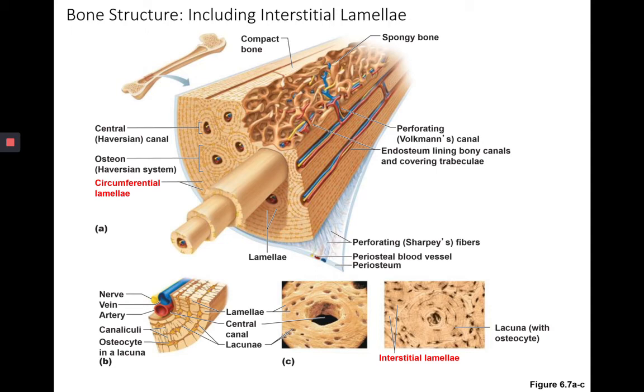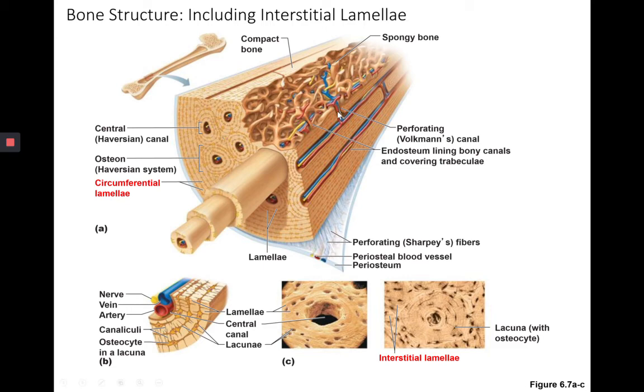And here's just another view. We have the cylinders that make up an osteon, even though you normally find it in this view. The cylinders around the central canal are the concentric lamellae. The central canal is the center. Then you have circumferential lamellae going around the diaphysis of a long bone, so it would go around this entire long bone. And then left over from remodeling or between osteons are interstitial lamellae.